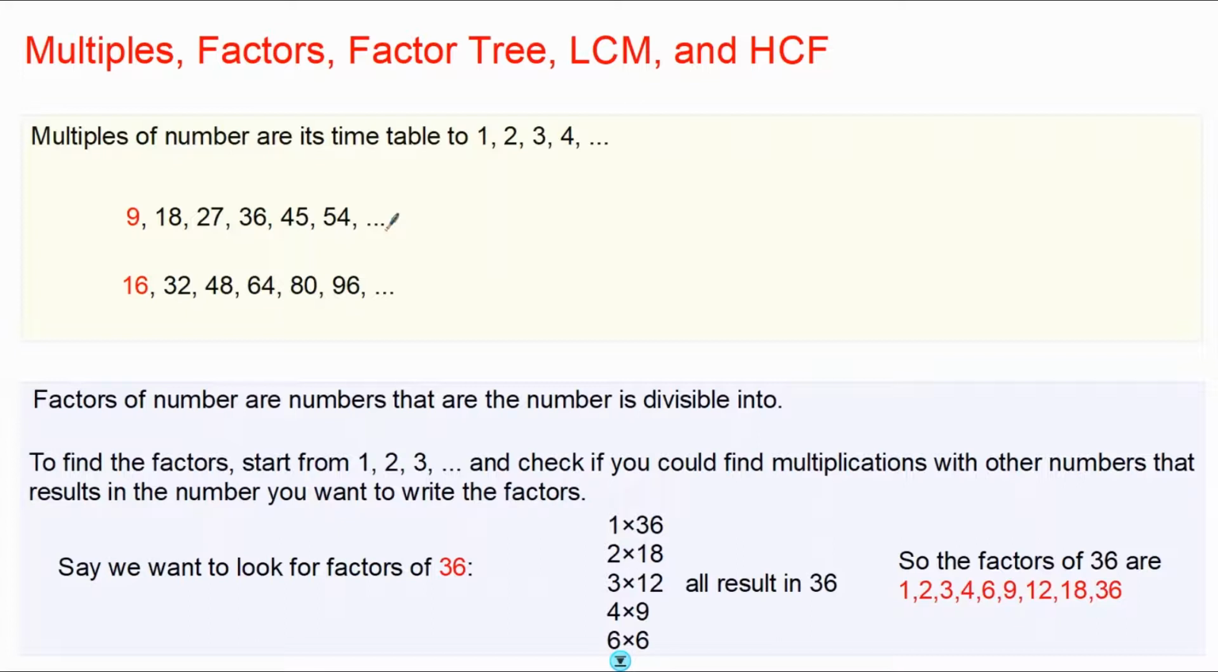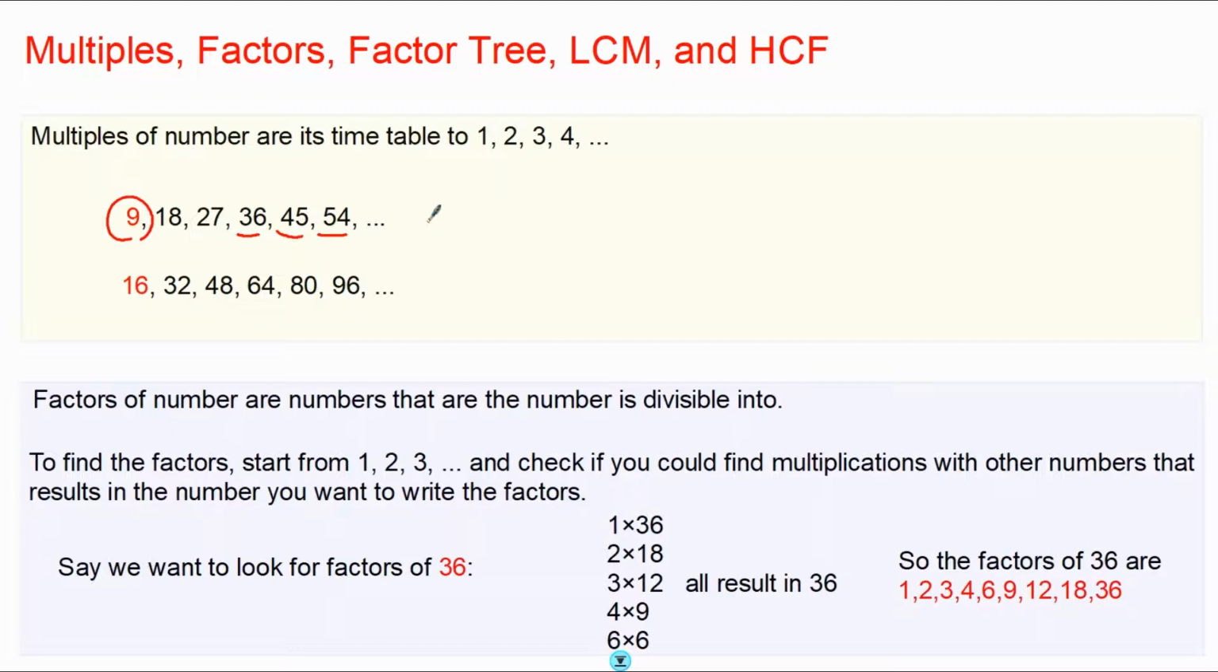Looking at multiples of a number, as you can see from the word, it's the numbers that come from multiplying that number by different numbers, starting from 1, 2, 3, 4, 5, and so on. So if we want to look at, for example, multiples of 9, 9 times 1 is 9, times 2 is 18, times 3 is 27, times 4 is 36, times 5 is 45, and times 6 is 54, and so on. So multiples of 9 are 9, 18, 27, 36, 45, 54, 63, and so on.